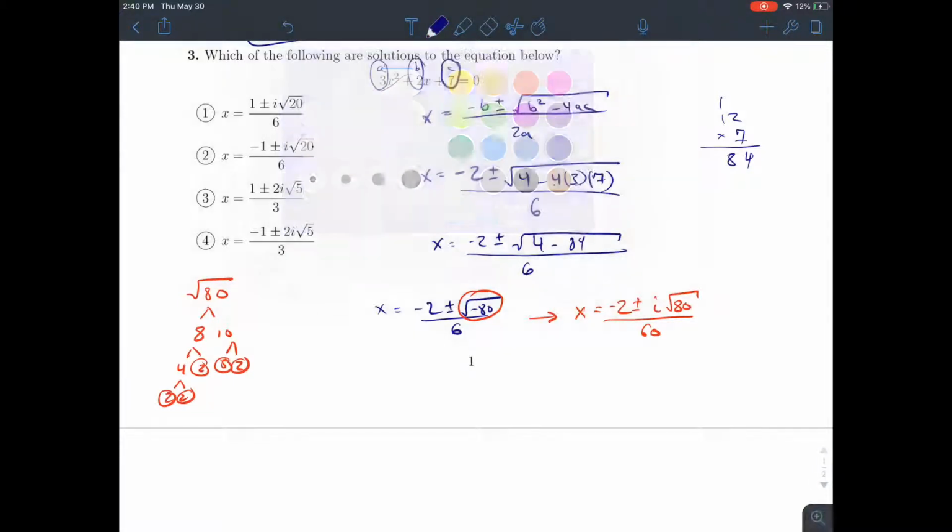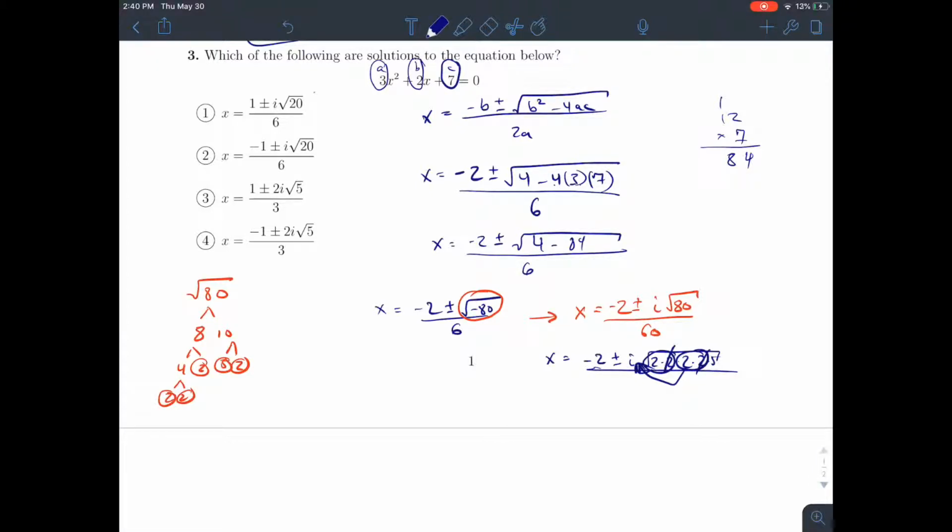So our solution will become x is equal to negative 2 plus or minus i times the square root of 2 times 2 times 2 times 2 times 5. Now these groups of 2, when you square root them, one of them will be left and one of them will disappear, and that will all still be over, why did I write 60 there? That should have been 6, right? I hope you caught that. And this is a little bit sloppy, but x is equal to negative 2 plus or minus 2 of the 2's come out, and then we're left with this.